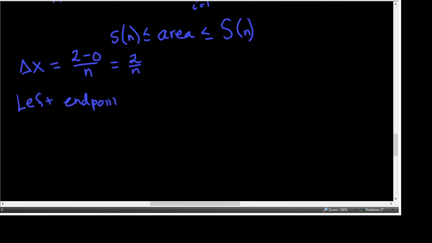So the left-hand endpoints are going to be the x value, little m sub i, will be 0, which is the left-hand starting point, x equals 0, plus i minus 1 times 2 over n, our delta x. Remember I said this was the more complicated formula. And so anyway, this ends up being 2 times i minus 1 all over n.